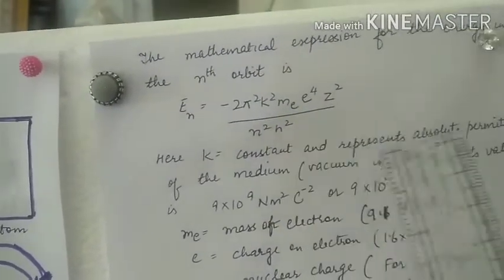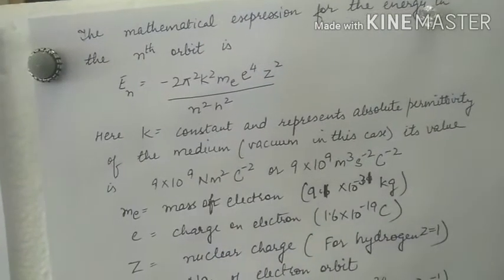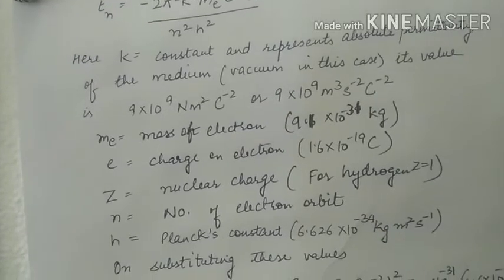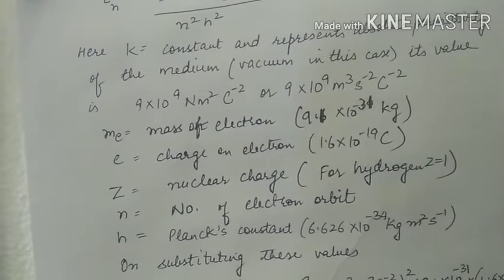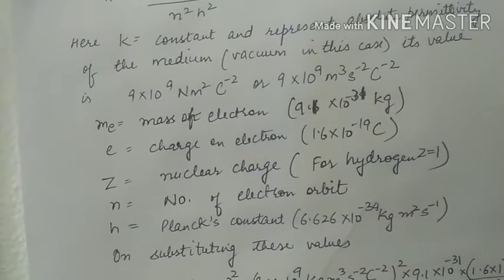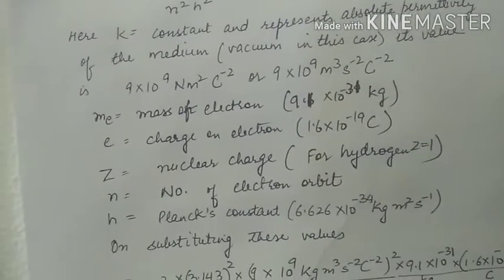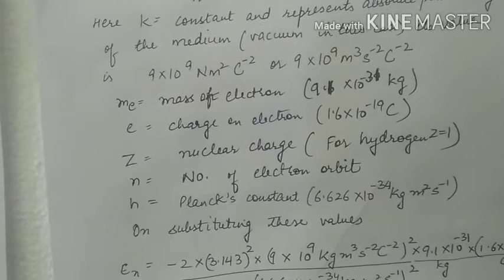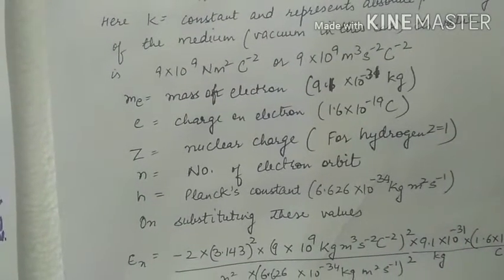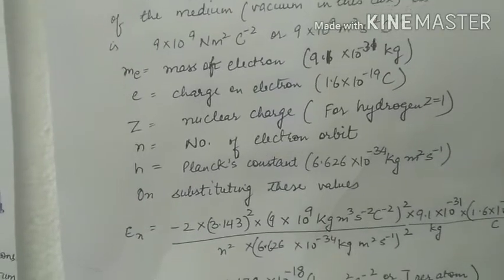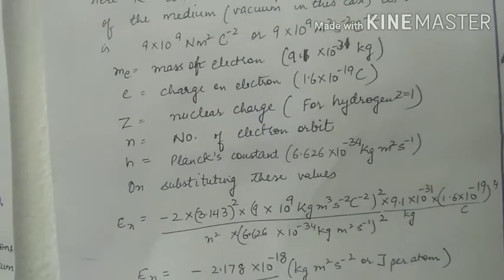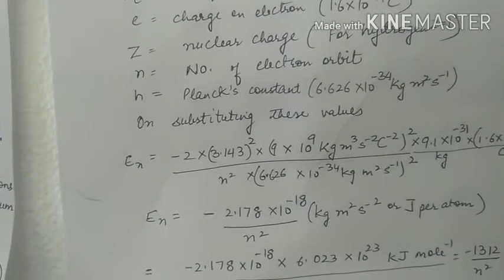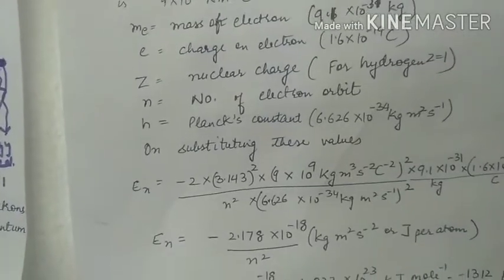Here k is a constant and represents the absolute permittivity of the medium, in this case vacuum, and its value is 9 into 10 to the power 9 Newton meter square C to the power minus 2, or 9 into 10 to the power 9 meter cube second to the power minus 2 Coulomb to the power minus 2. Me is the mass of electron, 9.1 into 10 to the power minus 31 kilogram. e is the charge on electron, 1.6 into 10 to the power minus 19 coulombs. Z is the nuclear charge, and for hydrogen the value of Z is 1. n is the number of the electron orbit. For example, if n is 1, you will put 1 in place of n.